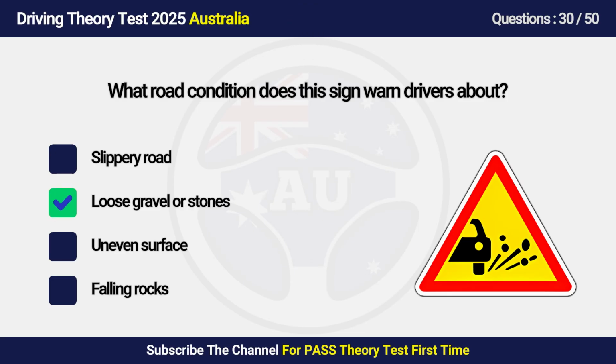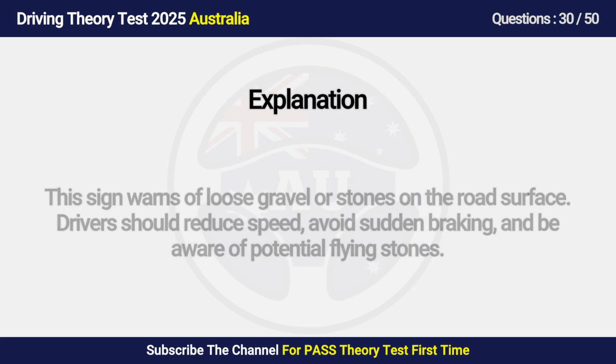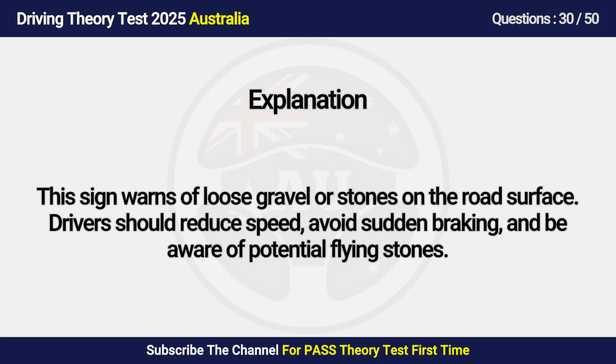Answer is B, loose gravel or stones. This sign warns of loose gravel or stones on the road surface. Drivers should reduce speed, avoid sudden braking, and be aware of potential flying stones.